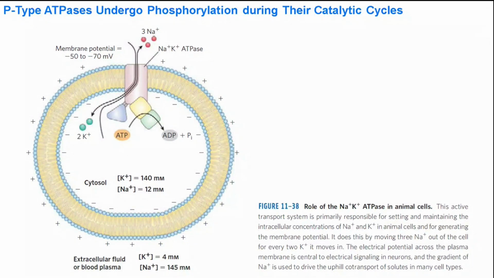Okay. So what is happening next? P-type ATPase undergoes phosphorylation during the catalytic cycles.